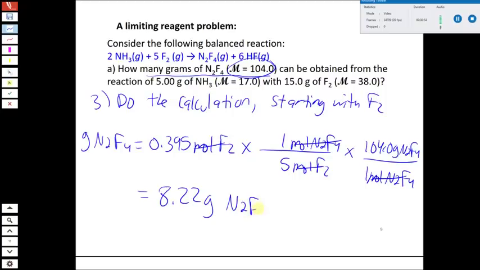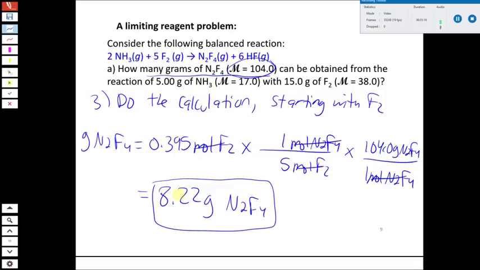All right, so if you had started with the amount of NH3 instead, you would have calculated a number larger than that, which would not have been the correct amount. So again, the F2 is the limiting reactant. It's going to limit how much of our product can form, which ends up being 8.22 grams in this case.